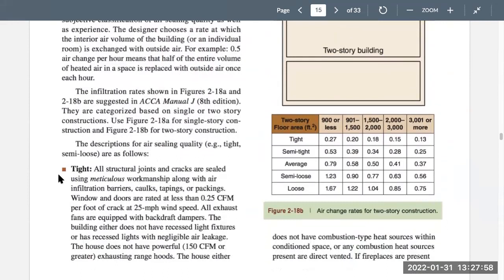Okay, so a tight building shows all structure joints and cracks are sealed with meticulous workmanship. This is ENERGY STAR rated houses, buildings that have brand new windows that are 0.25 cubic feet per minute per crack at 25-mile-an-hour wind speeds. All exhaust fans are equipped with backdraft dampers, that type of thing.